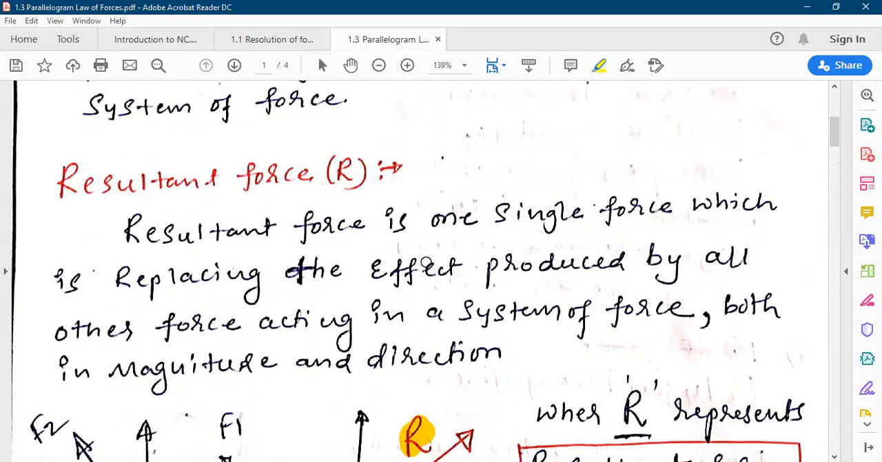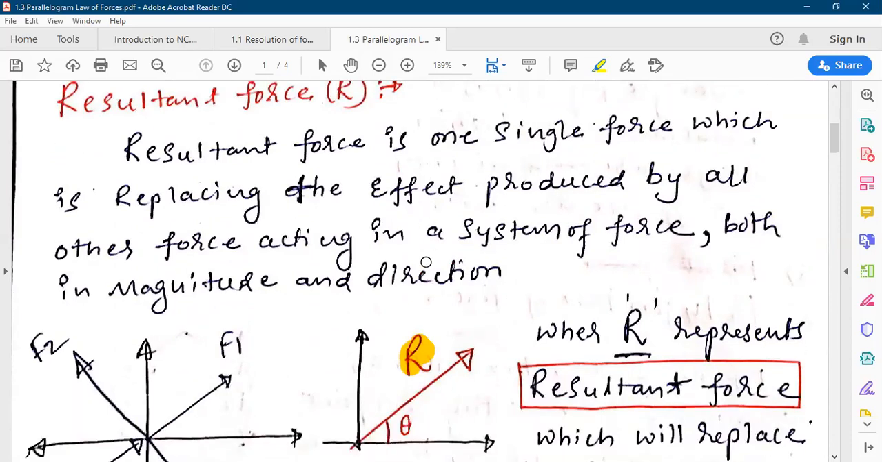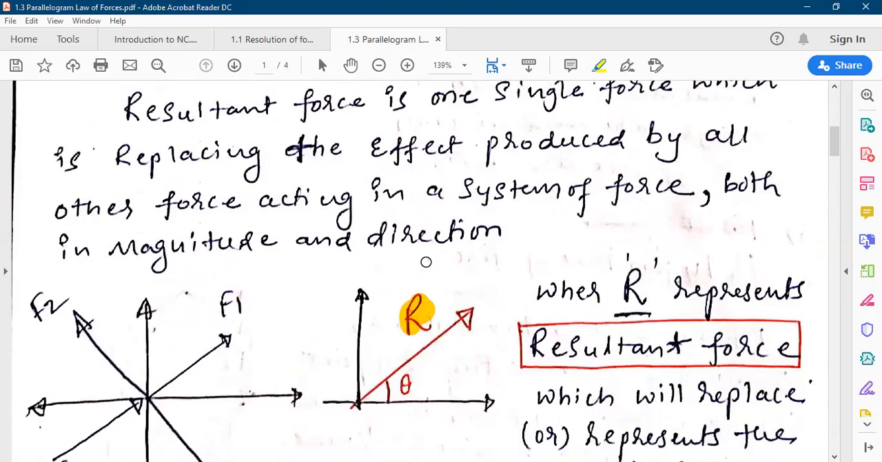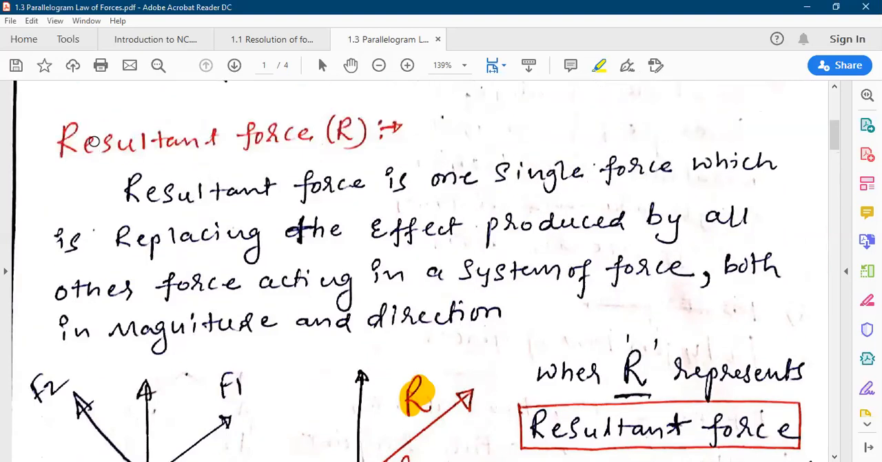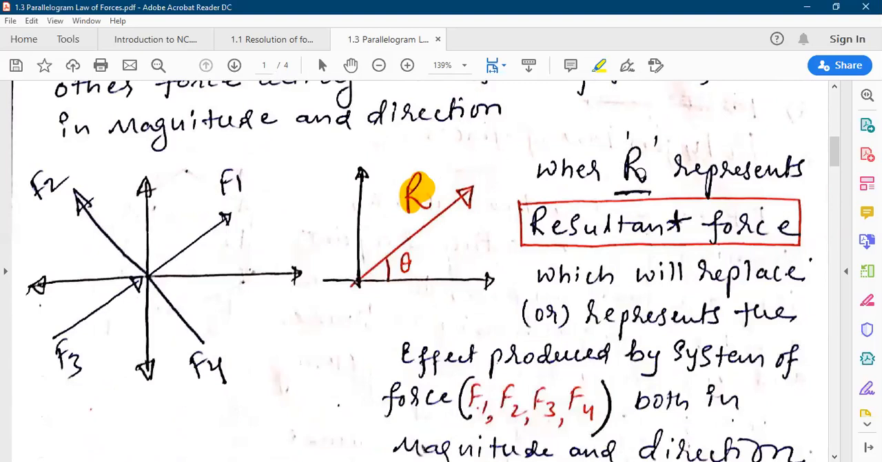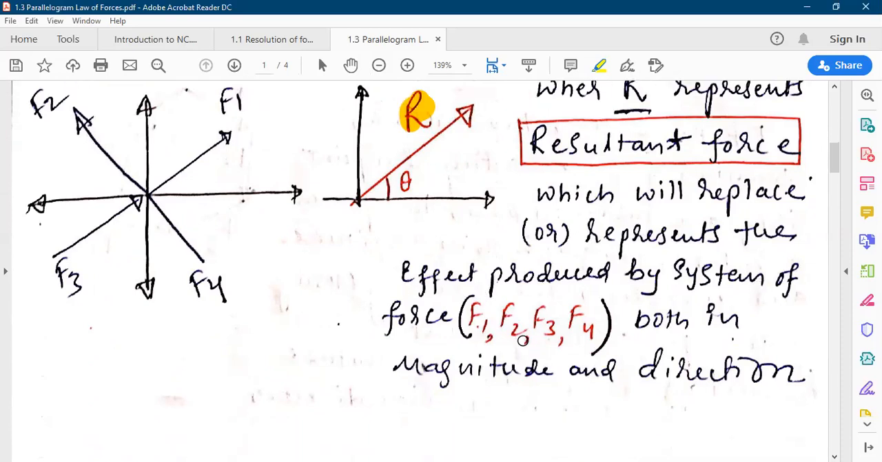Resultant force is one single force which replaces and represents the effect produced by all other forces acting in a system of forces. So both in magnitude and direction, that single force will be called the resultant force. You can see in the diagram where R is the resultant force, which will replace or represent the effect produced by the system of forces.